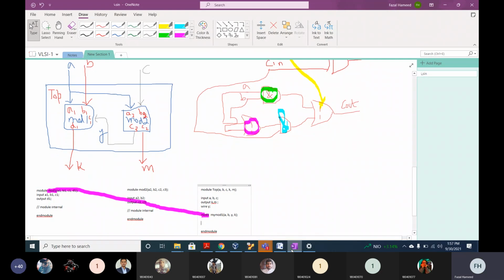Similarly, can anybody help me? How can I write the code for the second module? Mod 2. Anybody? Very good. Mod 2, my mod 2. You can give any name. This is the object name, this is the instance name. My mod 2. How can we write it? A, A2. C. A, C. C is connected with B2.